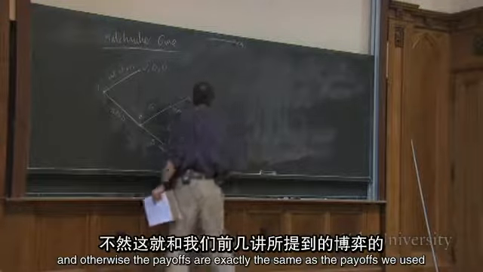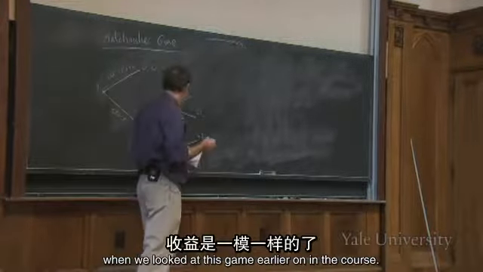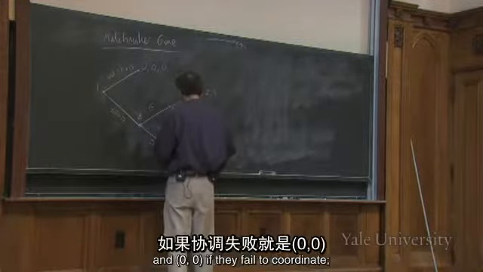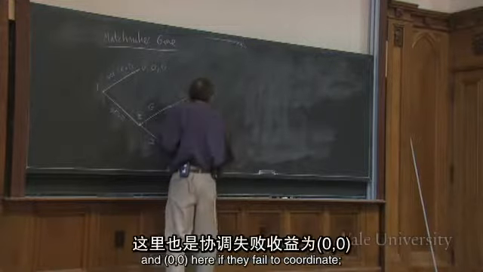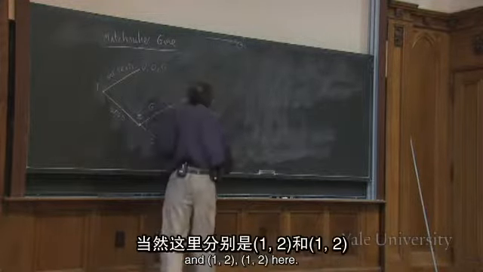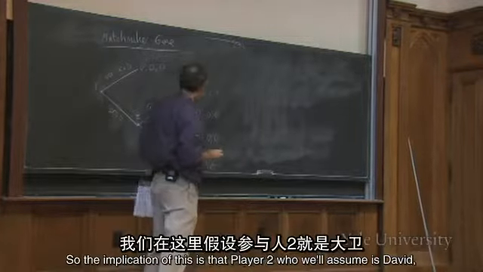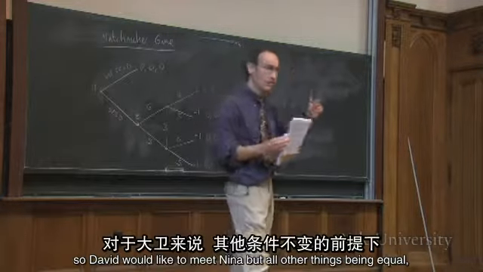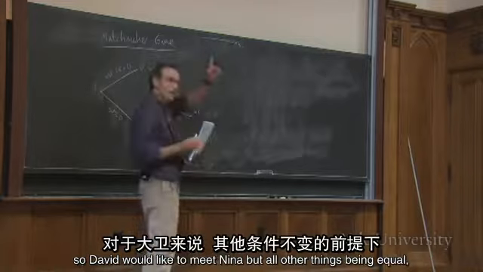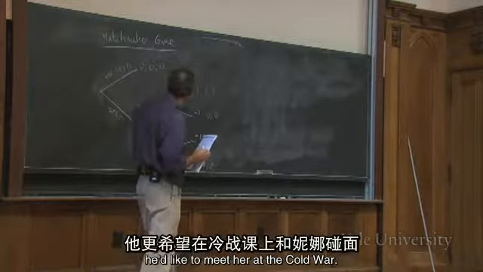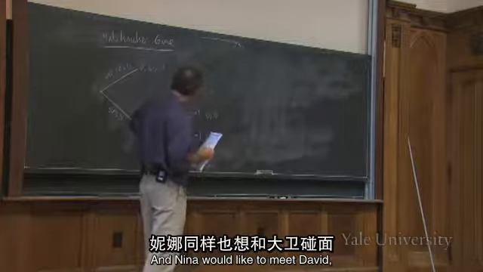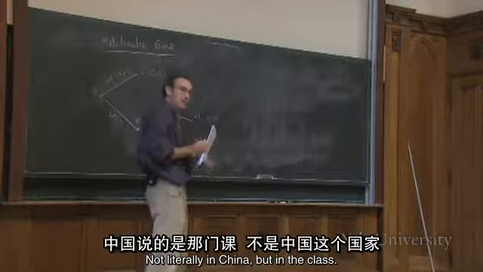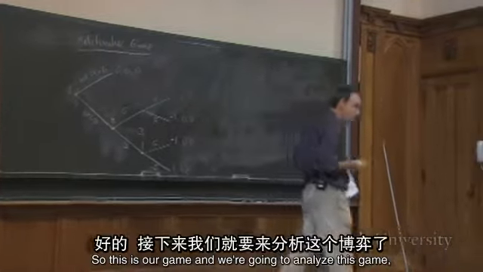Otherwise, the payoffs are exactly the same as the payoffs we used when we looked at this game earlier on in the course. So the payoffs are going to be 2-1 here, and 0-0 if they fail to coordinate, and 0-0 here if they fail to coordinate, and 1-2 here. So the implication is that player 2, who we'll assume is David, would like to meet Nina, but all other things being equal, he'd like to meet her at the Cold War. And Nina would like to meet David, but all other things being equal, she would like to meet in China. I mean, not literally in China, but in the class China. All right, so this is our game.